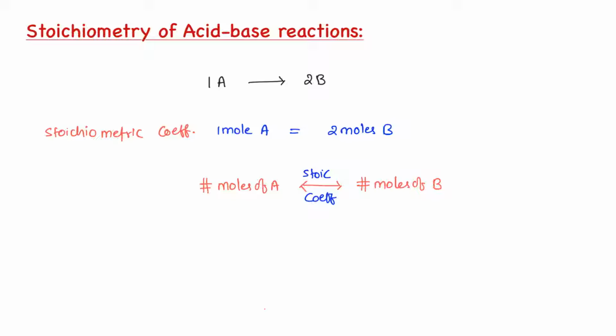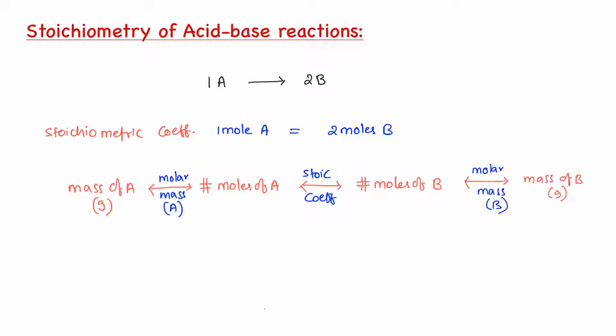Let us say instead of moles of A, the mass of A in grams is given. We can convert the mass of A into moles of A using the molar mass of A as the conversion factor. And then we convert the number of moles of A into number of moles of B using the stoichiometric coefficients as a conversion factor. And if we want the mass of B formed instead of moles, we can convert moles into mass by using the molar mass of B as the conversion factor.